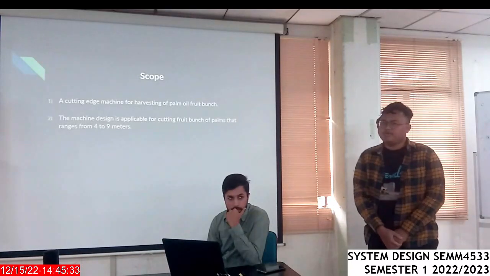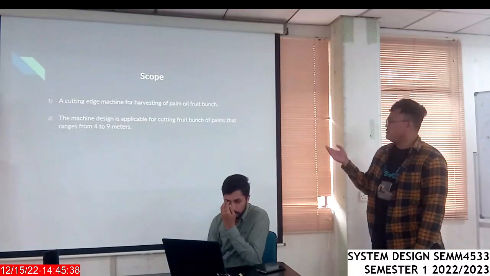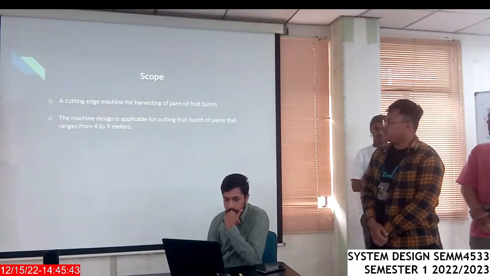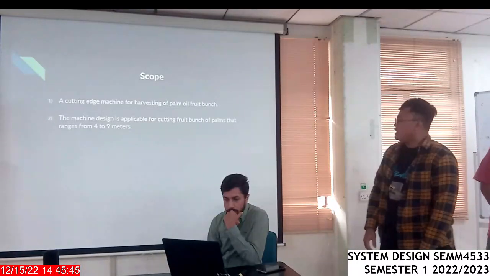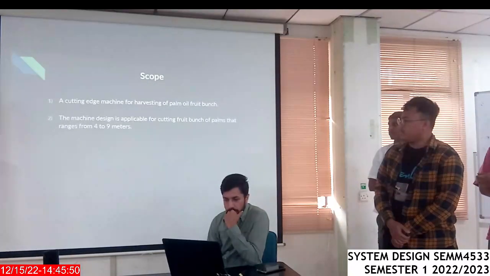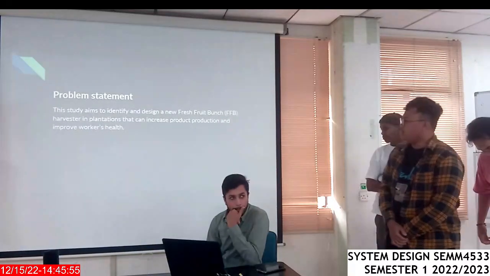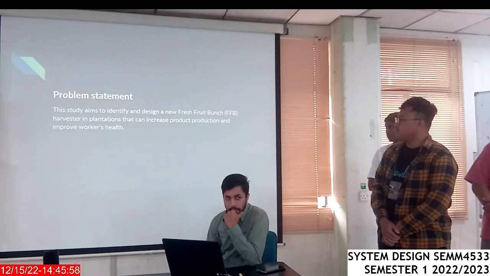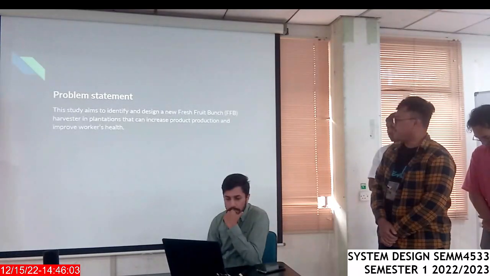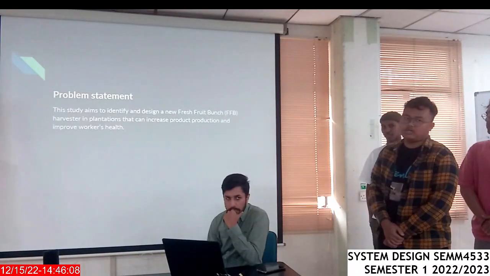For the scope of our project, the first one is a cutting edge machine for harvesting of palm oil fruit bunch, and the second one is that the machine design is applicable for cutting fruit bunch of palm that ranges from 4 until 9 meters. For our problem statement, this study aims to identify and design a new fresh fruit bunch or FFB harvester in plantation that can increase production and improve worker time.